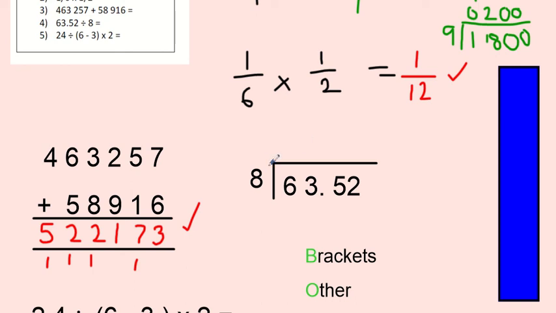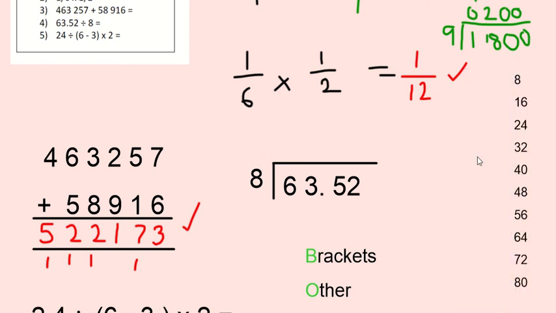Right, I've set up my bus stop method here. So I've got 63.52 inside my bus stop and my divisor on the outside, 8. Now, if you're not very confident at your 8 times table, what I recommend you do is write them out just on the side, jot them down to help you. And check really carefully that you've done that accurately so you don't make any mistakes. Okay, if you need to pause the video to do that, Year 6, now's a good time.